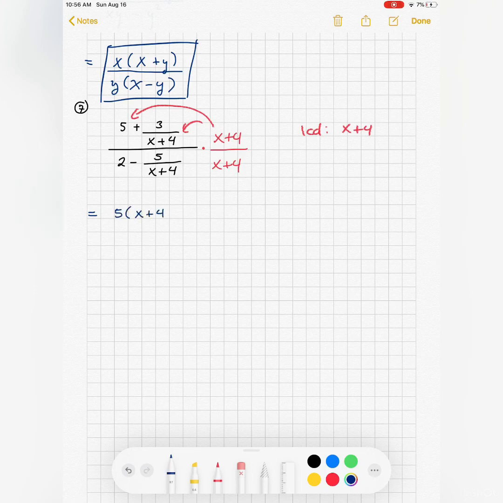Okay, so that 5, nothing to cancel. It stays attached to the x plus 4. When I distribute here, I cancel that x plus 4, right? That's the idea, so I'm just left with a 3. The denominator, that 2 stays attached to x plus 4. Here I can cancel. Just left with minus 5. Go ahead and distribute.